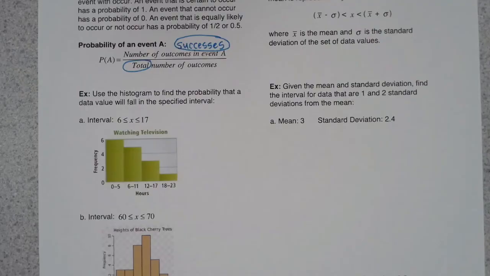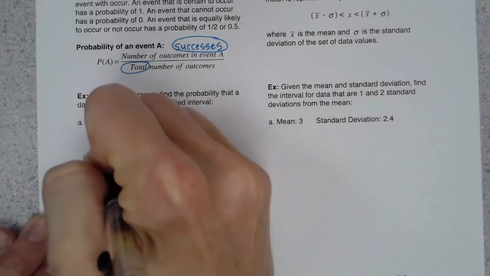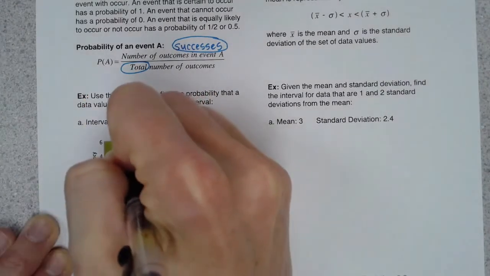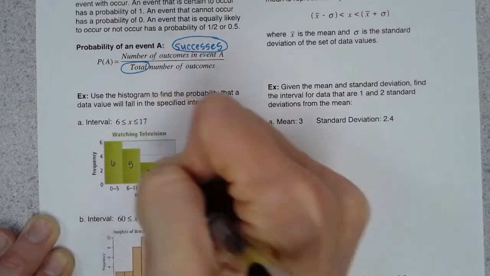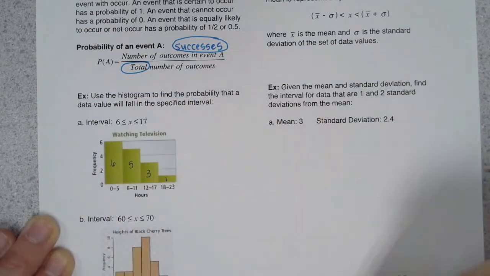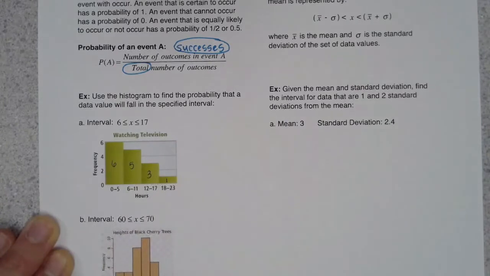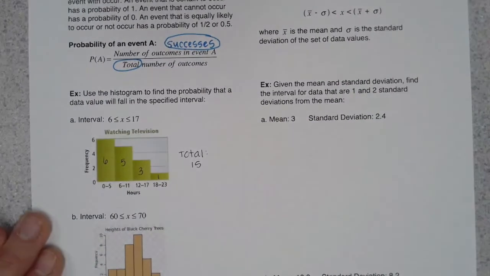So in this first example, you're given a histogram and it asks you to find the probability that a data value will fall in the specified interval. And so you want to look at the picture first and see how it's broken up. This first bar has 6, this next bar has 5, the next one has 3, and then the last one has 1. And so it's helpful to start by adding these up to figure out the total. And so for this one, the total number of values that's represented by this histogram is 15.